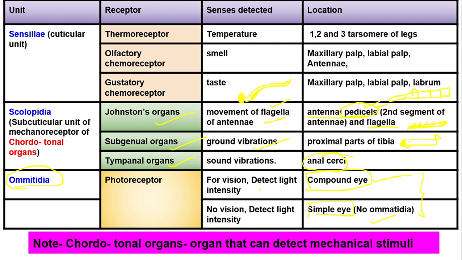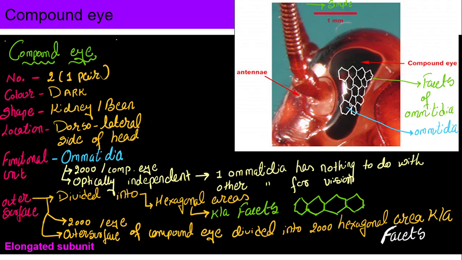Both are going to detect the light intensity. But when we talk about the vision, only and only compound eye is responsible for the vision. Cockroach cannot see through simple eye. Simple eye is only for detecting the light intensity. No other function is there for simple eye. But if we talk about compound eye, it is going to detect the light as well as it is helpful in the vision. Now let's understand about the compound eye.